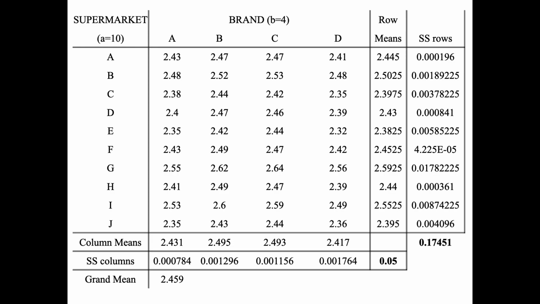So we've calculated sum of squares due to row and sum of squares due to column. In this case, sum of squares due to row is 0.1741, it's 451 rather. And sum of squares due to column is 0.05. The degrees of freedom here are, we have 10 supermarkets, so we have 9 degrees of freedom here. We have 4 brands, so there should be 3 degrees of freedom here.